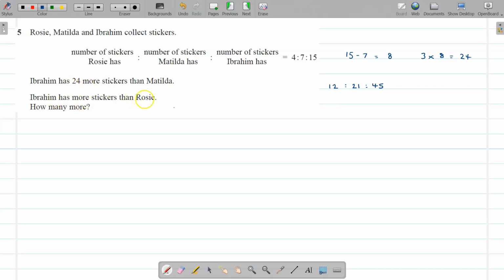So Ibrahim has more stickers than Rosie. How many more? So let's put the letters on top. That might make it easier to follow. So this is Rosie, this is Matilda, and this is Ibrahim. Okay, and it says Ibrahim has more stickers than Rosie. He has 45. How many more? Well, it's going to be 45 minus 12, okay, which is 33. Okay, that's how I would work it out. Next question.